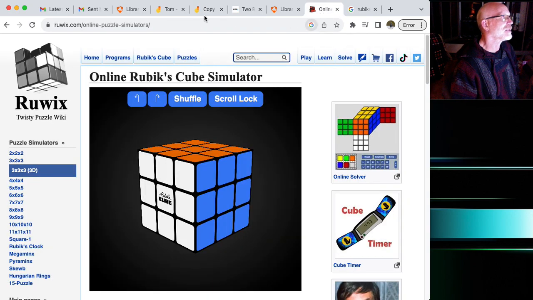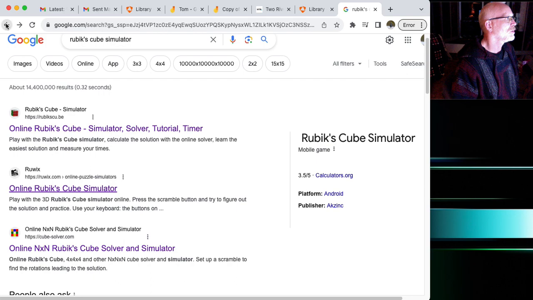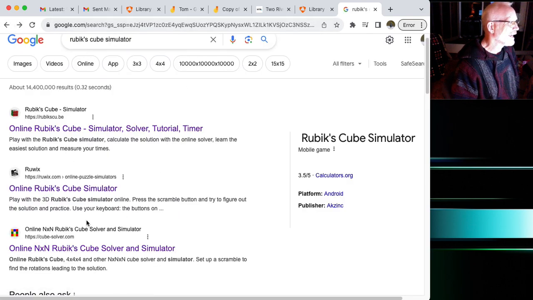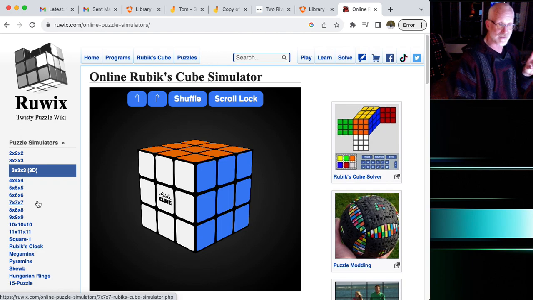So I went on to, I Googled up Rubik's Cube simulator. And then I clicked on one of these links here. Yes, this one right here. And I found 3 by 3, 4 by 4, 5 by 5, 6 by 6, 7 by 7, 8 by 8, all the way up to 11 by 11.